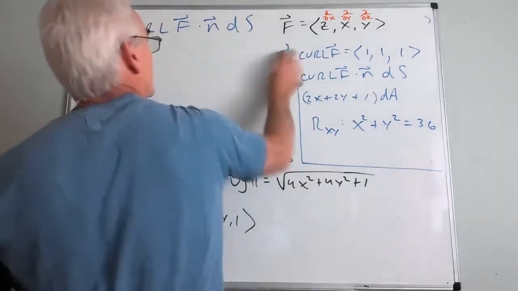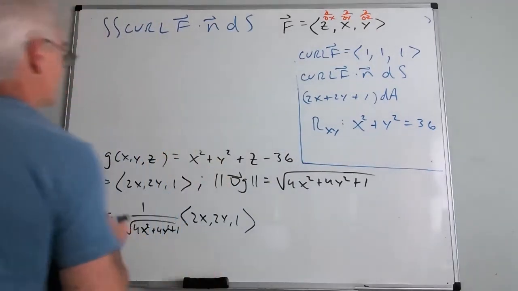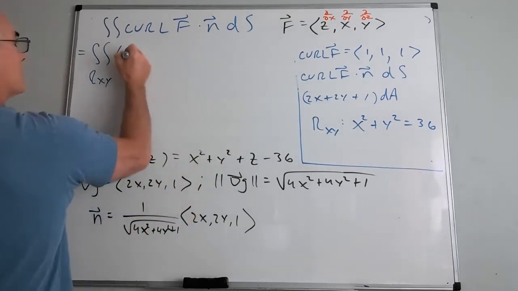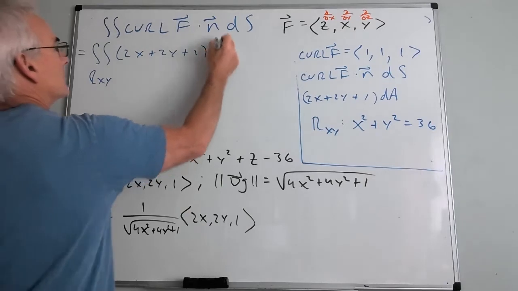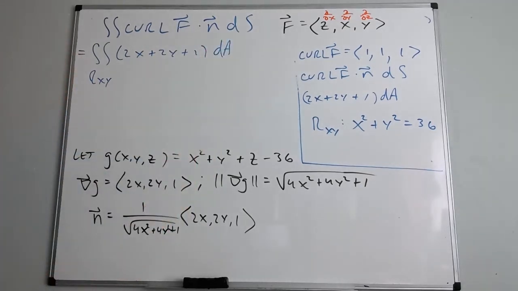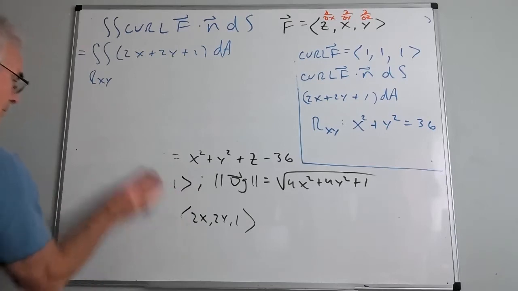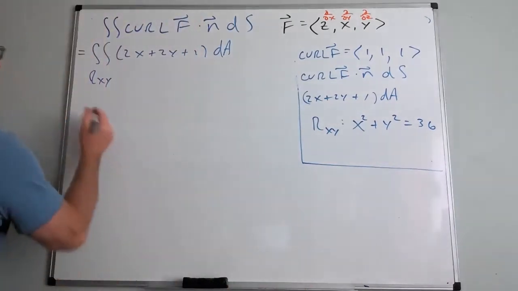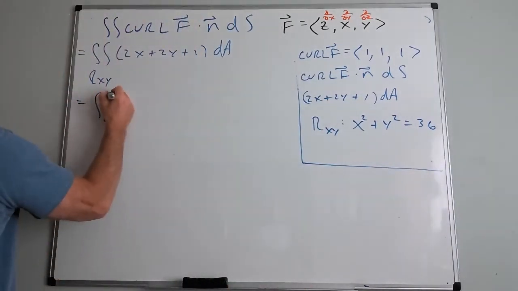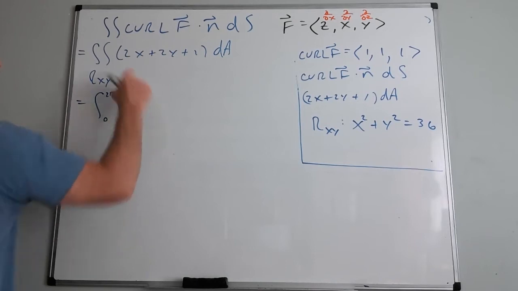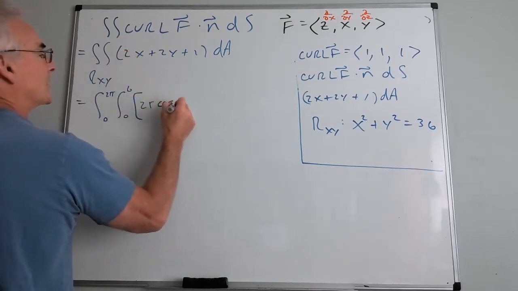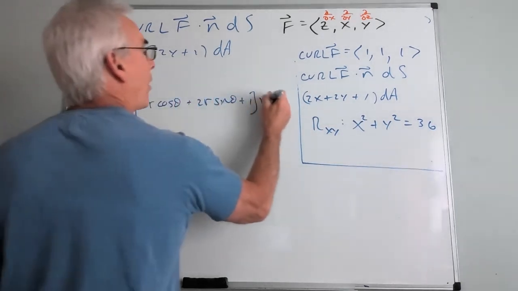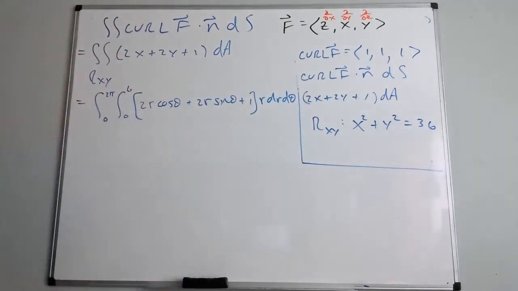I think I can erase this stuff now. So this will become, and I think we all agree we're definitely going to go polar, not cylindrical, polar. It's only a double integral. So we said a circle of radius 6 centered at the origin. So 2r cos theta plus 2r sine theta plus 1, r dr d theta.